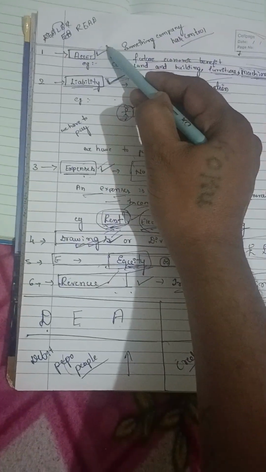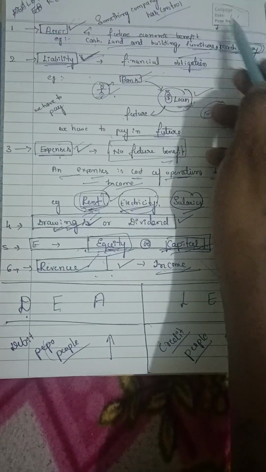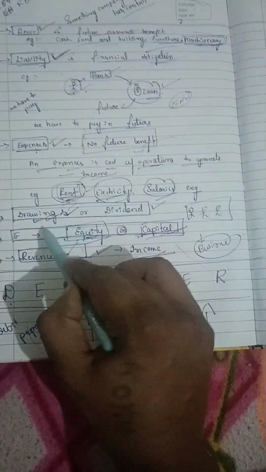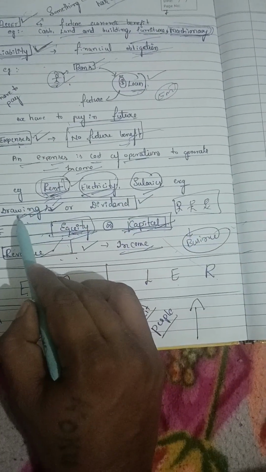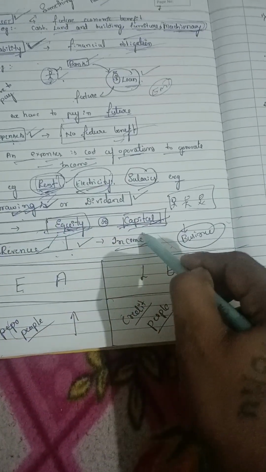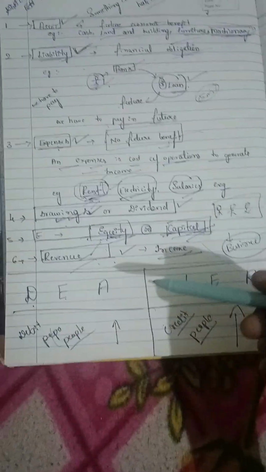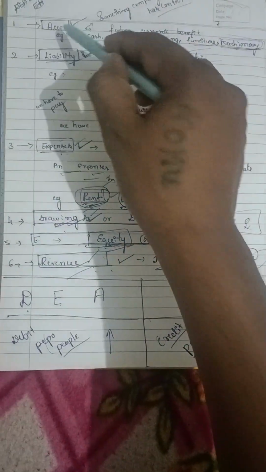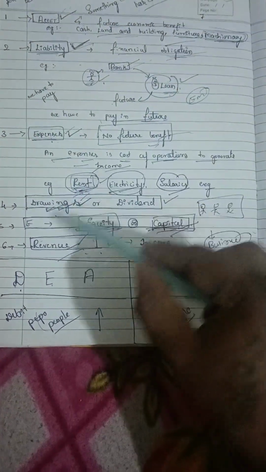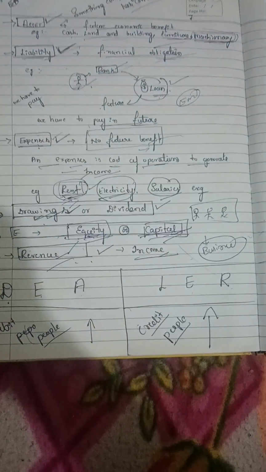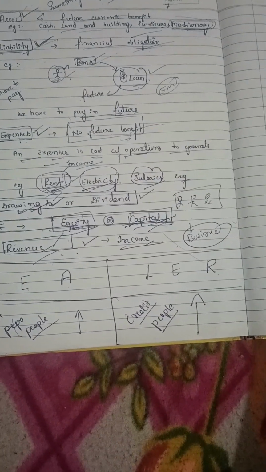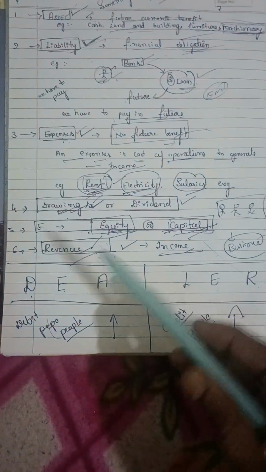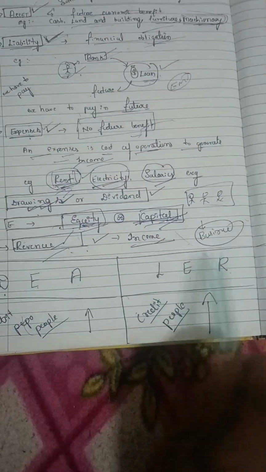Now you understand what is asset: we have a future economic benefit. Liability means financial obligation. Expenses means no future benefit. Drawings, you understood, we are taking the money from the business. Equity, you understood. Capital, you understood. Revenue. While passing the journal entries, you should know about these things. If you know what is asset, liability, expenses, drawings, revenue, then you can crack any interview.